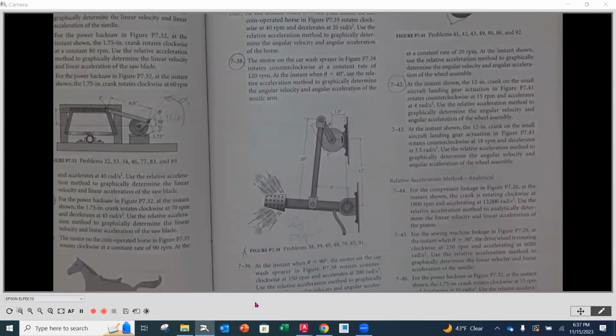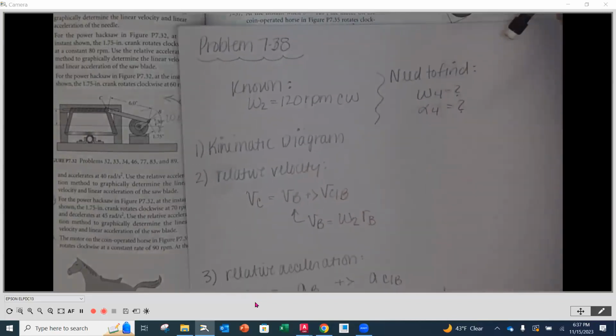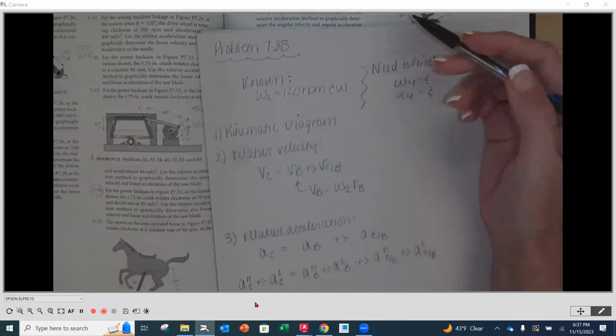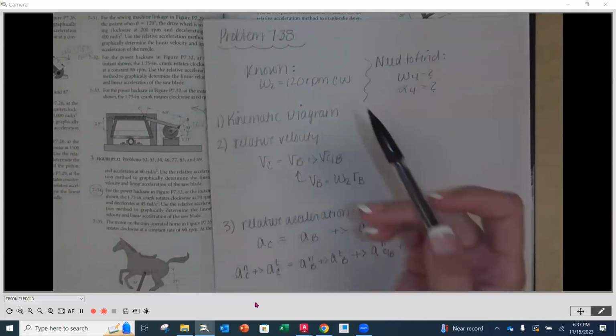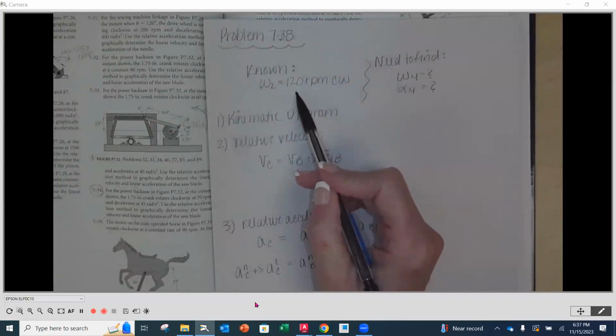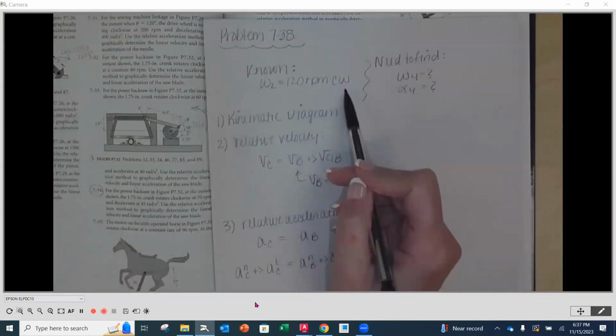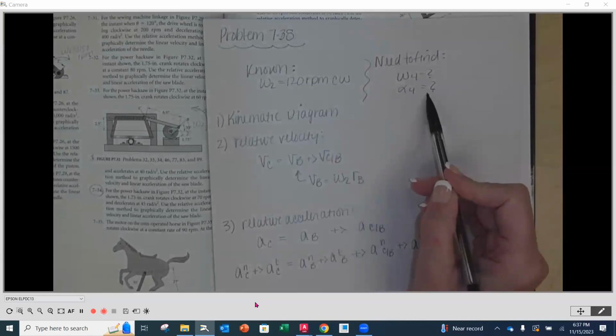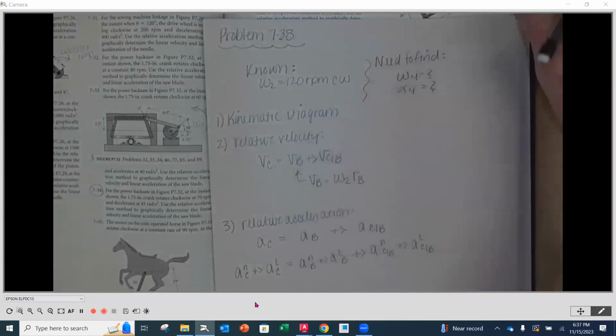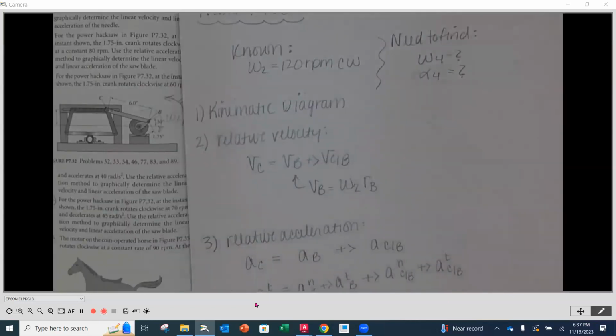So I've started a little process here, looking at our problem, and I'll give you a chance to copy this down. So this is problem 738. What we know is that W2 is going at a constant rate, 120 RPM clockwise, and we need to find W4 and alpha 4. So we've already, or if you haven't gotten to it, you want to, number one, get your kinematic diagram all set. And once we have that all set, we have to do our velocity work first.